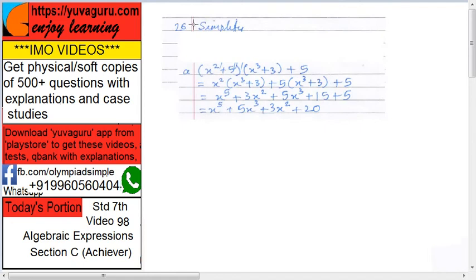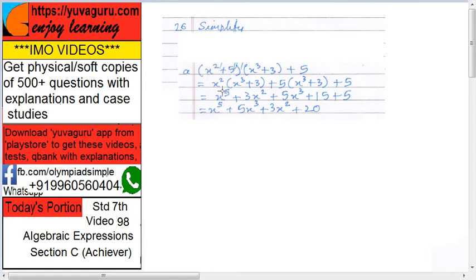Next is simplify. There are 4 parts to it, means 4 separate questions. Smaller ones, we'll solve them separately. (x² + 5)(x² + 3) + 5. Here again 2 brackets and there is a multiplication. No sign means multiplication. So solve this. Break first bracket, it's easier.